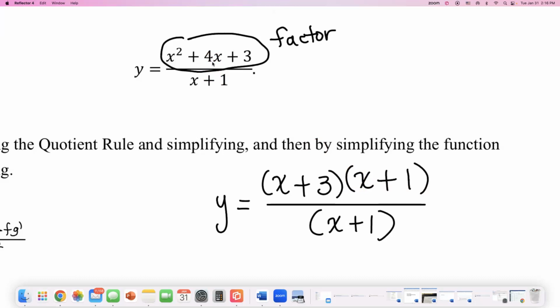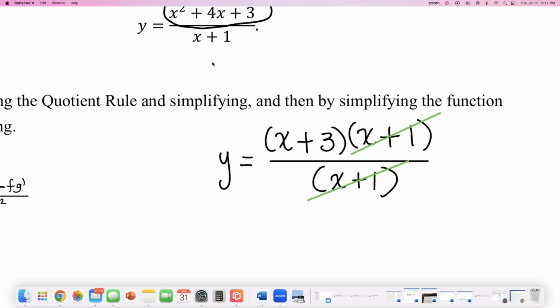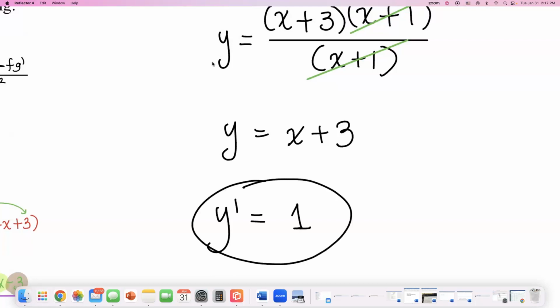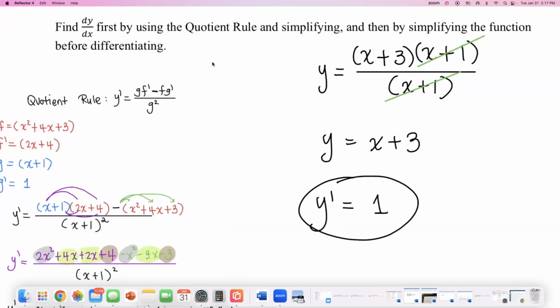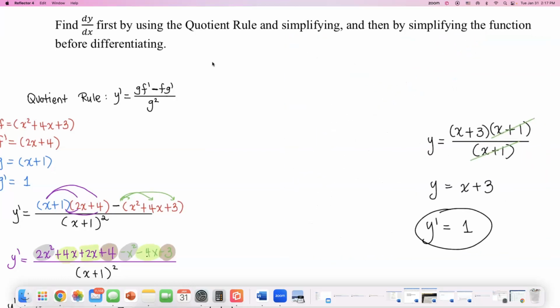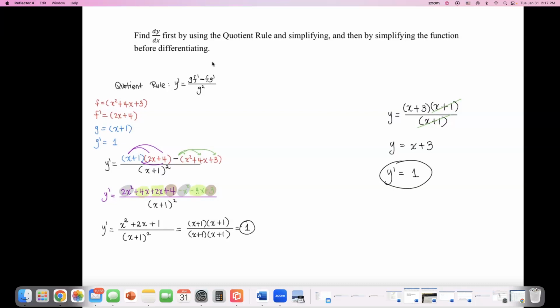And notice what happens over here. The x plus 1 cancels out. So what we got is y is really just equal to x plus 3, okay? If you take the derivative of this using power rule, guess what that is? Y prime is 1. So, which method was easier? Which method was definitely easier? I think simplifying first. See, we did this in two different ways.